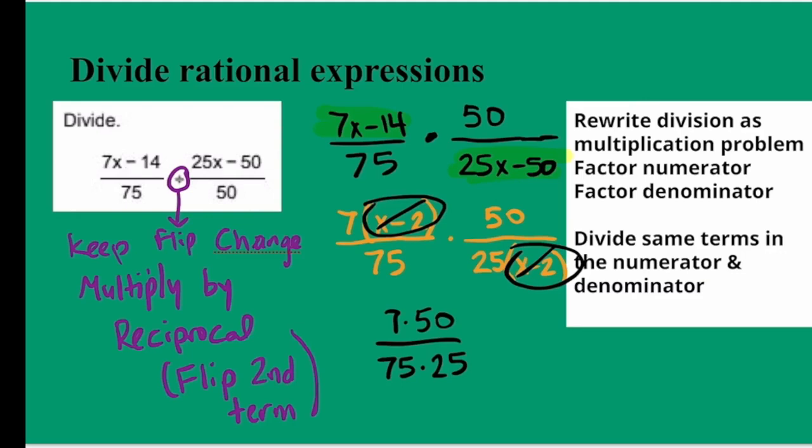I can simplify more. So 25 and 50, numerator and denominator, I can divide both of these numbers by 25. 50 divided by 25 is going to make that 2. 25 divided by 25, that's going to make that 1. So now my fraction simplifies to 7 times 2 over 75 times 1. So our final answer is going to be 14 over 75.